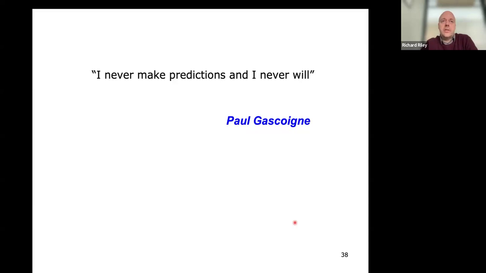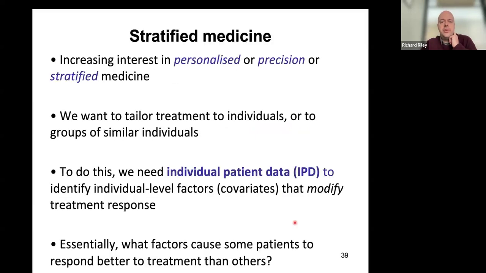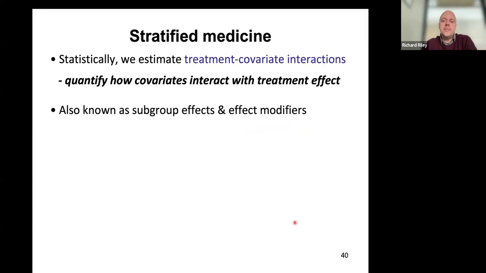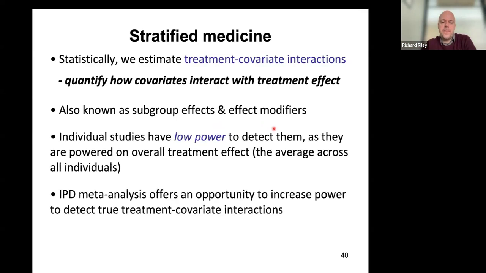But prediction and subgroup and all those individualized aspects is the key reason, I think, for doing an IPD meta-analysis a lot of the time. Like I said, this aligns with stratified or personalized medicine, going beyond the average treatment effect to look at how treatment or whatever it is you're looking at changes across individuals. Statistically, this means we want to estimate treatment covariate interactions. What is the difference in the treatment effect for one subgroup compared to another? So you may have heard of subgroup effects and effect modifiers in the same language, but what we're really focusing on is an interaction in a statistical sense.